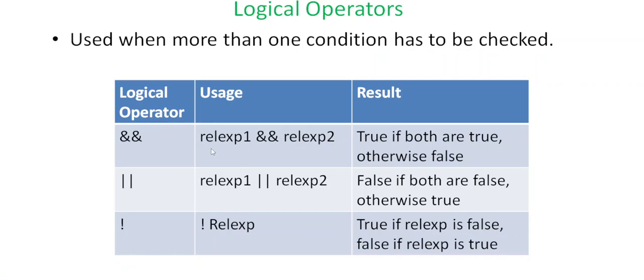In this case, if both relational expression 1 and relational expression 2 are true, then the result of this entire thing is true. Otherwise it is false. Or means it will be false only if both are false. Otherwise, if one is true or both are true, the result is true. So here it is negating. If the value is true, the negation of the relational expression is false. If the value is false, then its negation is true.